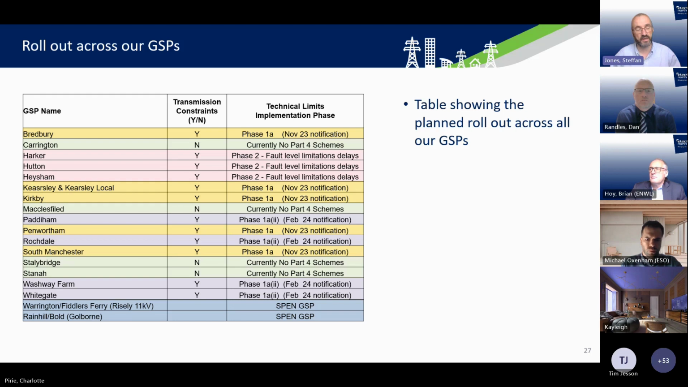In this webinar and in these letters that will be coming out, we'll look to explain the technical limits in a little bit more detail than we have today, and how they will work, what access might be available, look at the projects in the queues, and have the opportunity to ask and answer some more detailed questions.